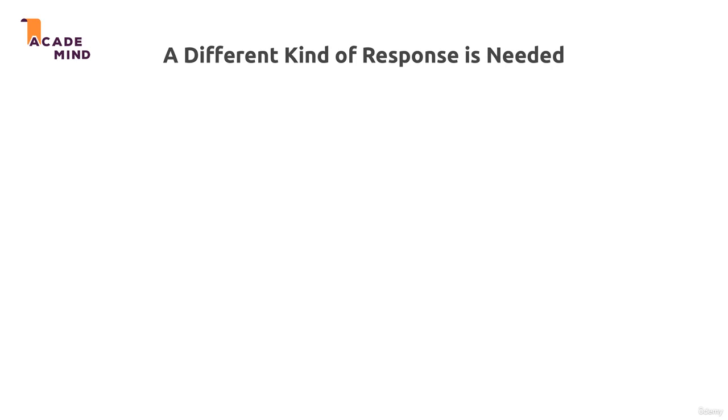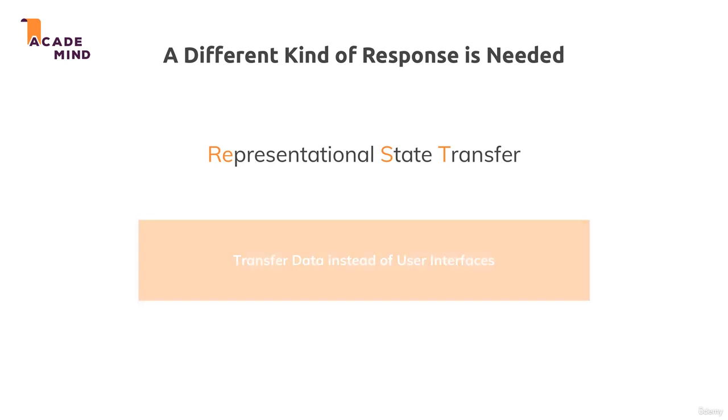And REST API, or REST, stands for Representational State Transfer. And the simple translation I like to use is that we transfer data instead of user interfaces. So instead of HTML, we just transfer data and we leave it to the client or to the front end, be that a mobile app, be that a single page application. We leave it to that front end to then do with this data whatever it wants to do.